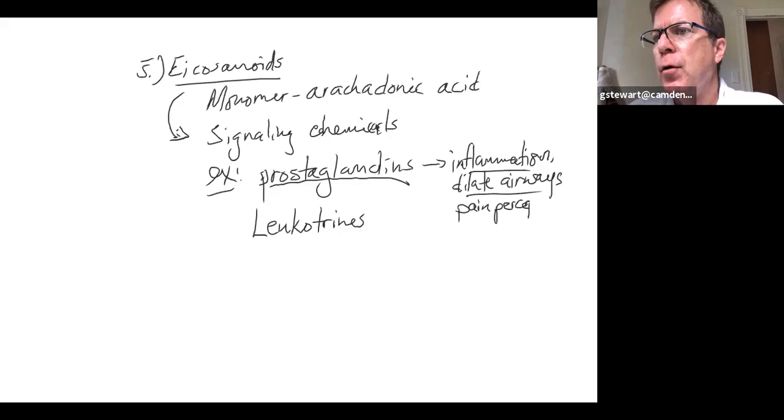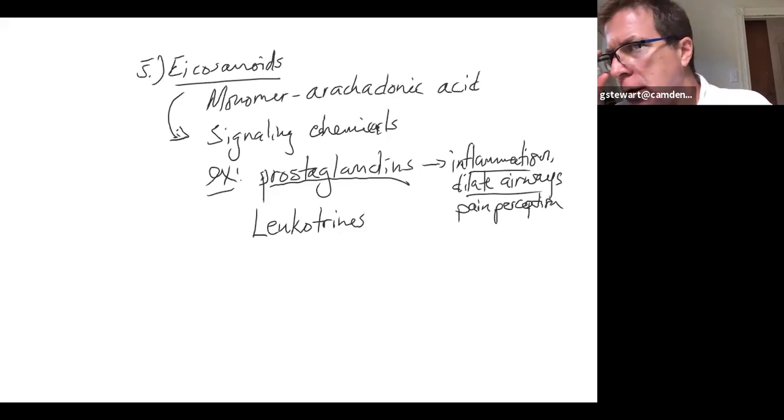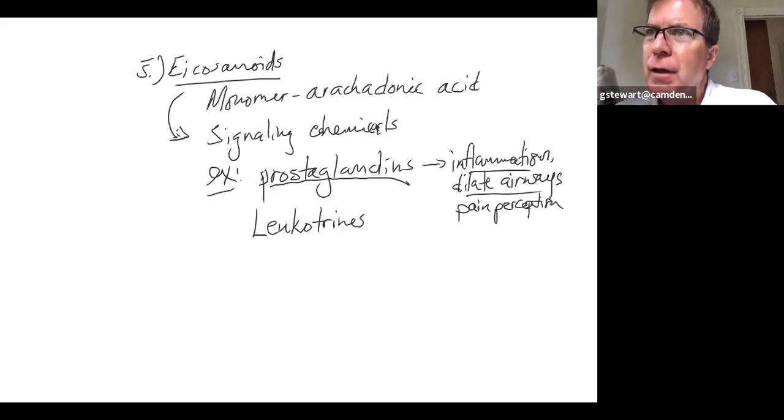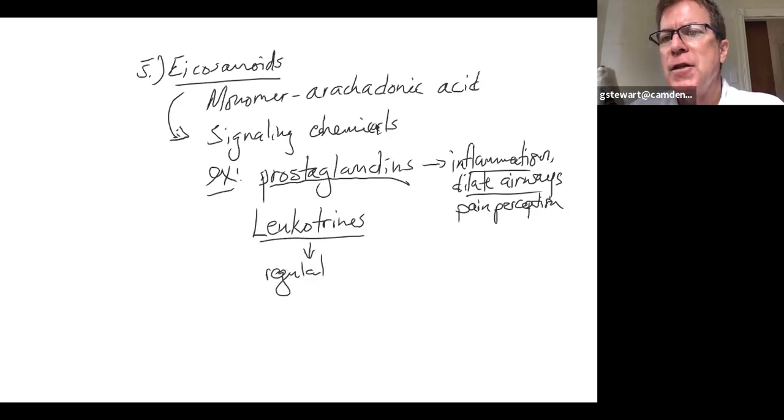So for example, when you take something like aspirin to alleviate pain, literally aspirin is a prostaglandin blocker. So prostaglandins help us perceive pain. Leukotrienes, on the other hand, are largely involved with regulating inflammation in some sort of an allergy sense or infection.